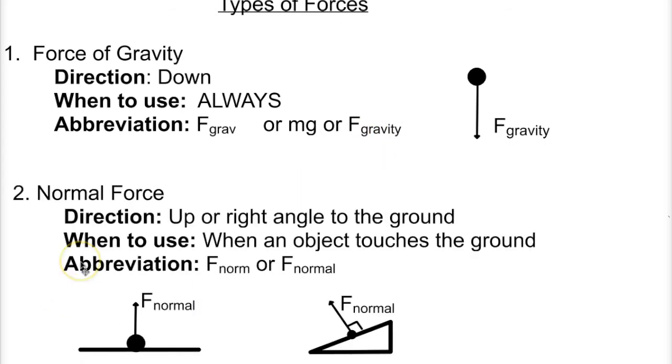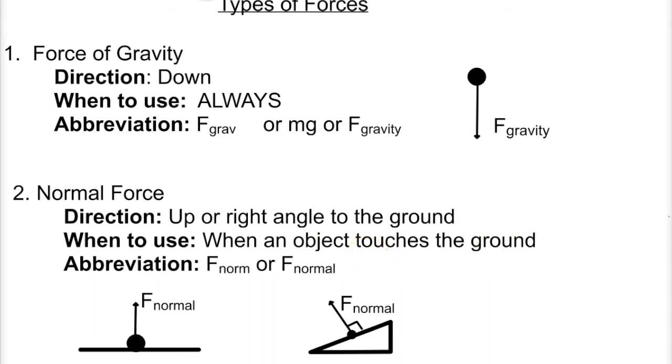Another force that you're going to use almost always is something called a normal force. And this is the opposite of gravity. It's working in the opposite direction sometimes. So this is going to be either up or at a right angle to the ground. Okay, when you're going to use this is when any object touches the ground. I would underline that big point.